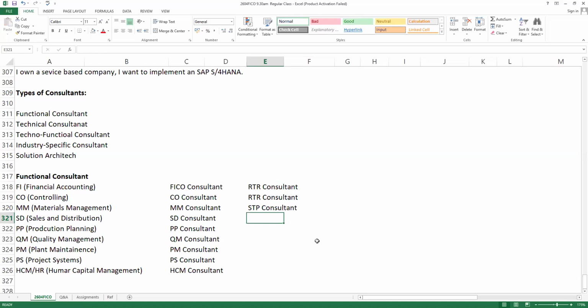Is it clear what functional consultants there are at a high level? We are trying to understand the types of consultants, and we are in the functional consultant only. For different functional modules we will have different consultants, FICO consultants, SD consultants, MM consultants. In different organizations they will be called by different names, but they are the FICO consultants only. Clear? Any questions? Are you following, guys? Do you want me to repeat?